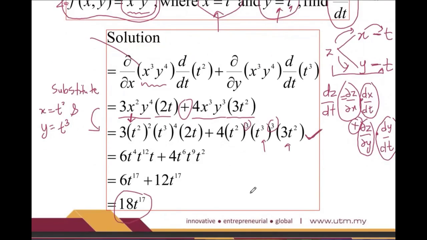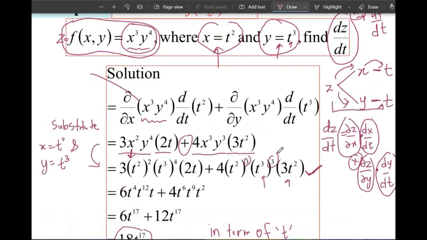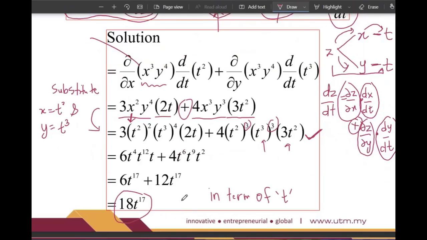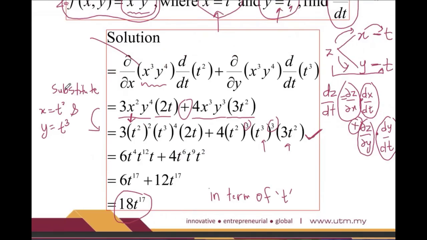Alright, so make sure your answer is in terms of t. Let's say your answer is in terms of x or y, you will not get full marks, because the question asks you to find dz dt. So of course, your answer must be in terms of t. So this is how to get full marks. Make sure you substitute x and y.